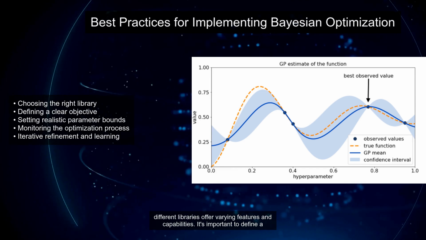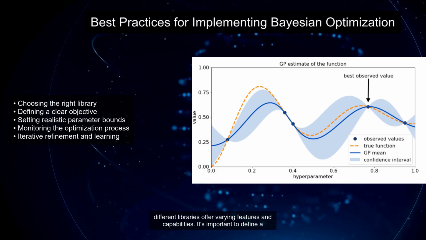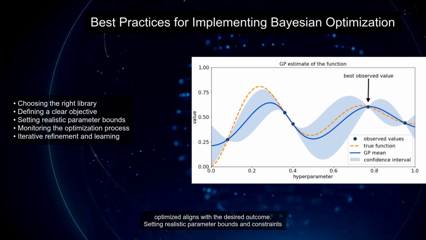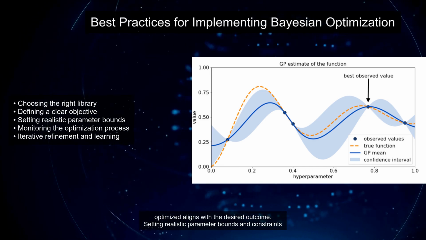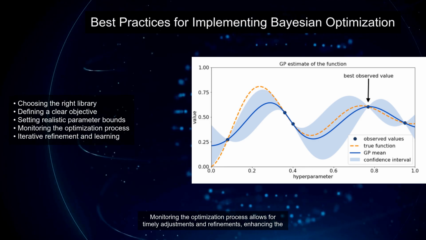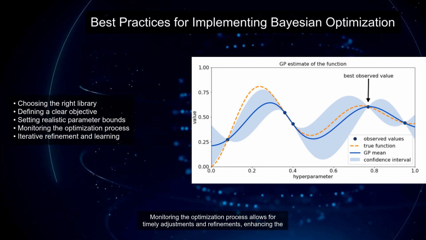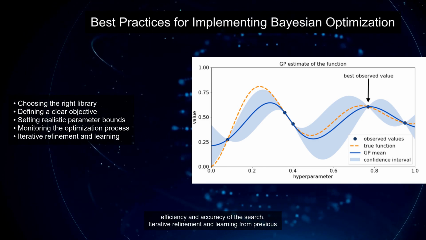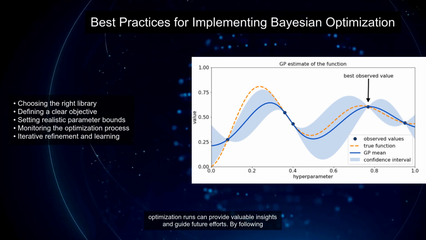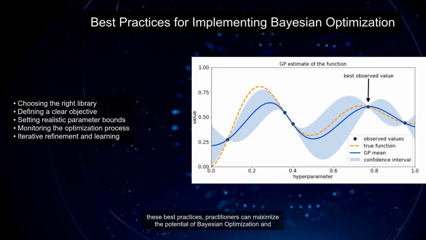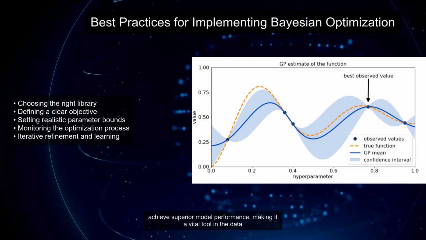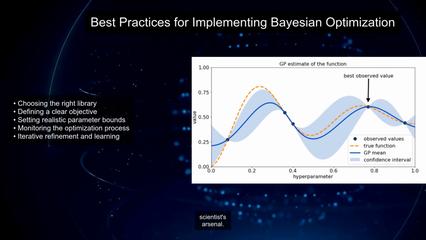Firstly, selecting the right library is crucial, as different libraries offer varying features and capabilities. It's important to define a clear objective for the optimization process, ensuring that the function to be optimized aligns with the desired outcome. Setting realistic parameter bounds and constraints is essential for avoiding irrelevant or infeasible regions of the parameter space. Monitoring the optimization process allows for timely adjustments and refinements, enhancing the efficiency and accuracy of the search. Iterative refinement and learning from previous optimization runs can provide valuable insights and guide future efforts. By following these best practices, practitioners can maximize the potential of Bayesian optimization and achieve superior model performance, making it a vital tool in the data scientist's arsenal.